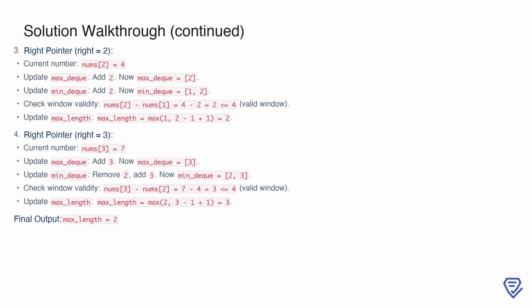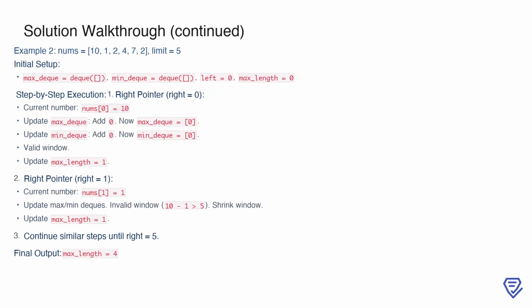The final result for this example is max_length equal to 3. In the second example, nums is 10, 1, 2, 4, 7, 2, and the limit is 5. Once again, we start with empty deques and initialize left and max_length to 0.